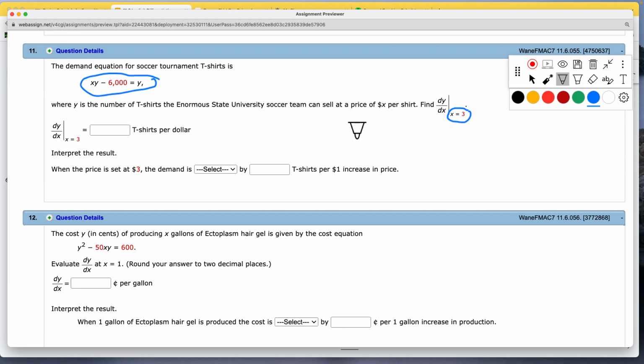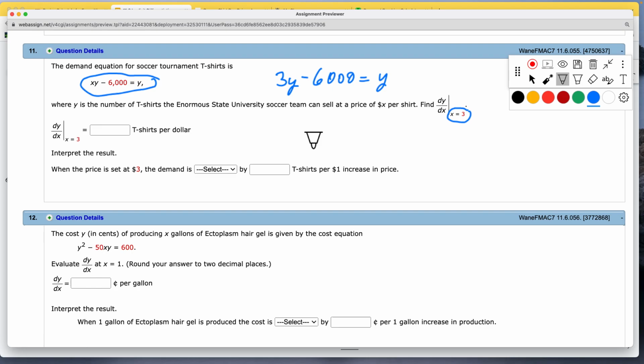We put it away till the next lecture. We forget about it. No, we don't do that. What we're going to need to do is to figure out the y's. We go back to the original equation, the one they gave us. We plug in the 3 for x, so that's 3y minus 6,000 equals y. We can solve it for y.